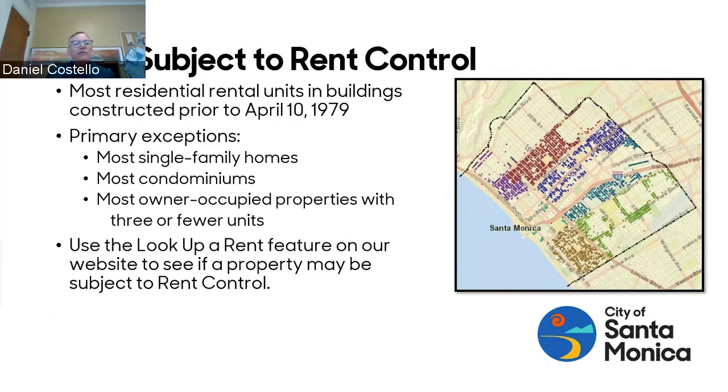Then we have another category of units that are on smaller properties, typically 2 or 3 unit properties that are owner occupied. While the owner lives on that property, it's not subject to rent control. Jenny's going to explain how to do this in a minute, but one of the ways you can check to see if your unit is subject to rent control is to go on our website and enter the address. If a rent is returned by the system, then that's a good indication that you're under rent control. If you have any questions, again, you can always call us.